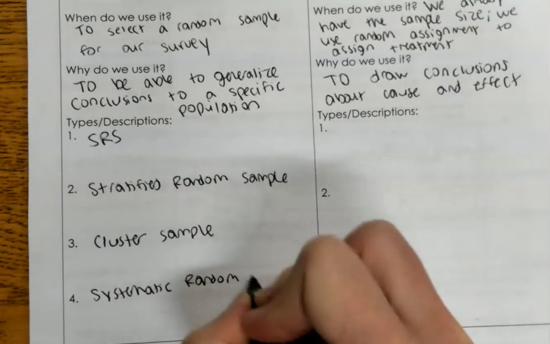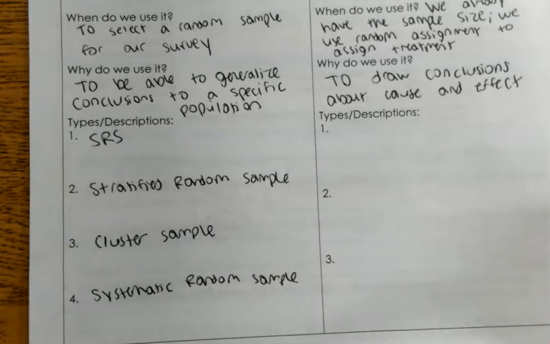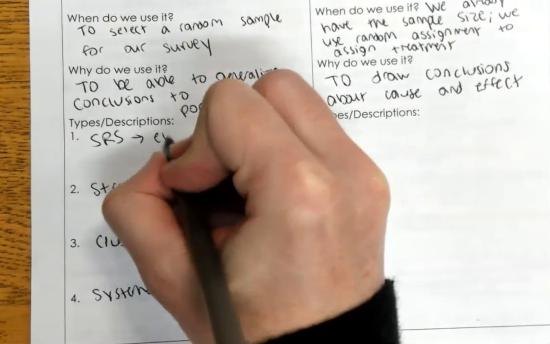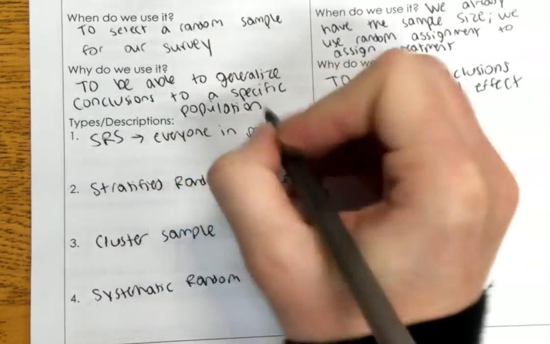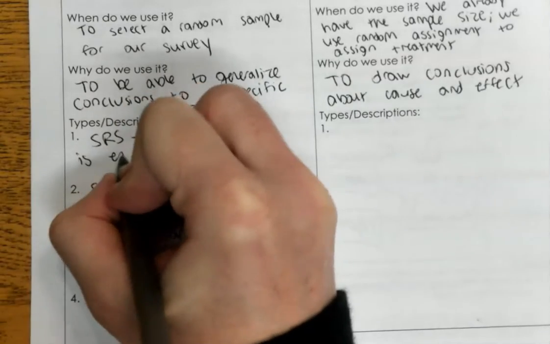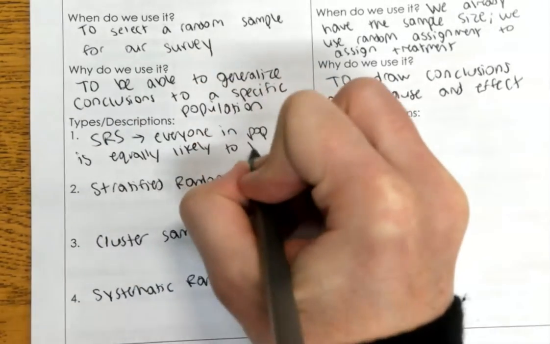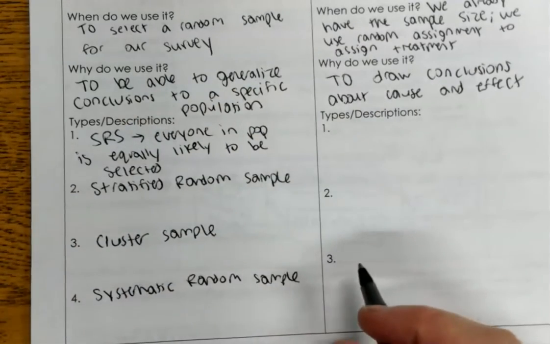So all of these are random samples. They just do the random selection in different parts of the sampling process. So with simple random sample, everyone in the population is equally likely to be selected. Everyone has the same chance of being selected.